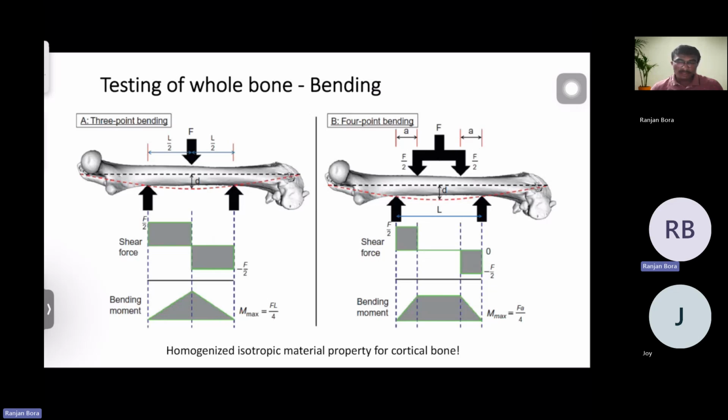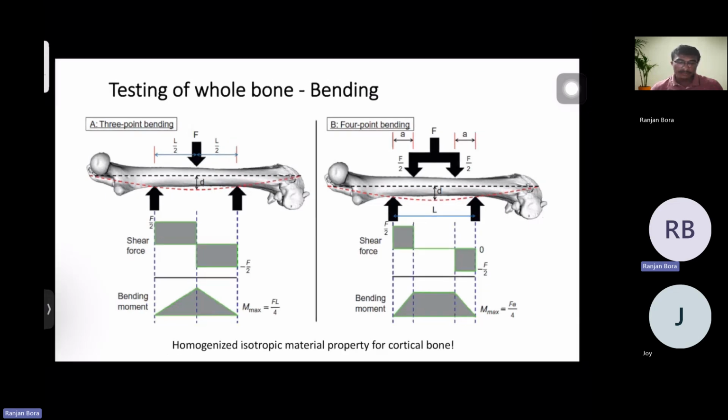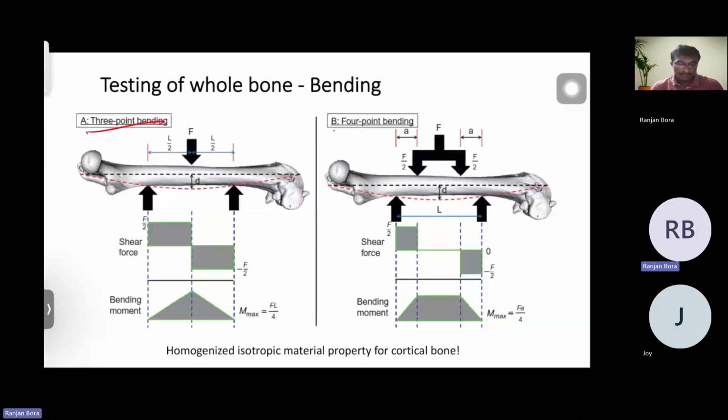Now I'll explain some experiments performed on bone for extracting different material properties. In this figure, you can see two types of experimental setup. The first one is the 3-point bending, and the second one is the 4-point bending. This is how we do a bending experiment if we want to find out the flexural rigidity of a bone.